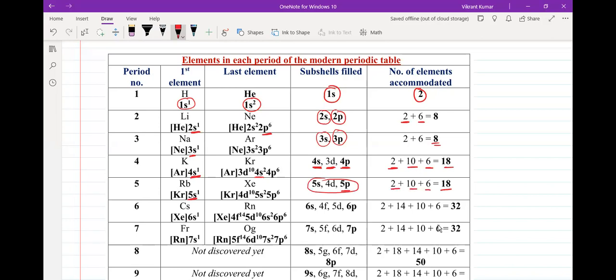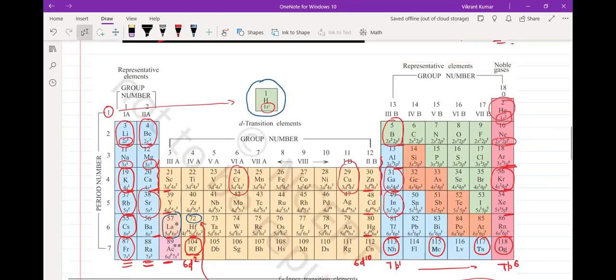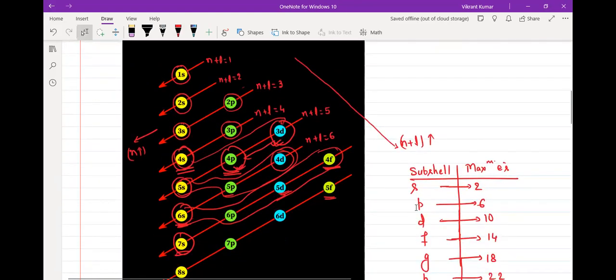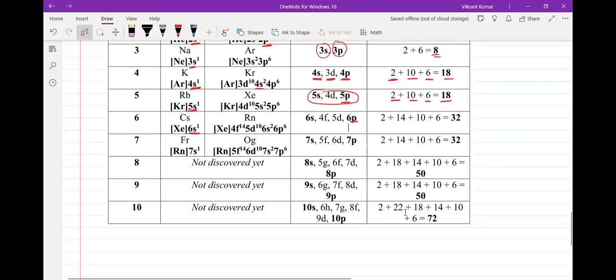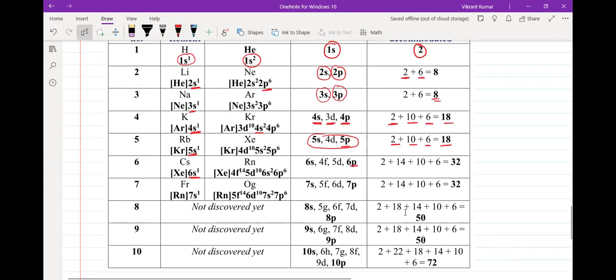When we talk about the sixth period, it starts at 6s and ends at 6p. But from 6s to 6p, if you see this sequence, we have 6s, 4f, 5d, and then 6p. So we start the filling at 6s, then go to 4f. Ideally, as I mentioned, there is one exception. But in sequence, for the complete period, we are going to fill from 6s to 6p, and that includes 6s, 4f, 5d, and then 6p.